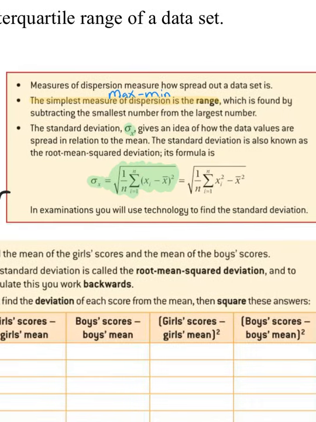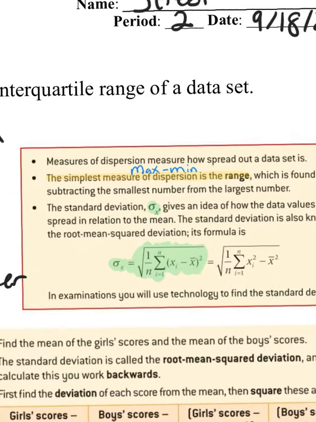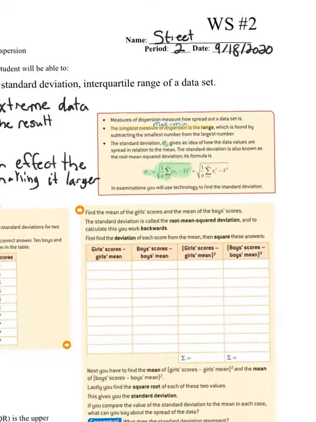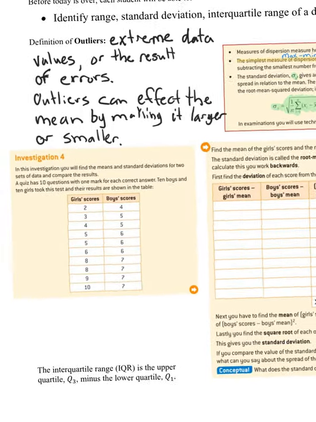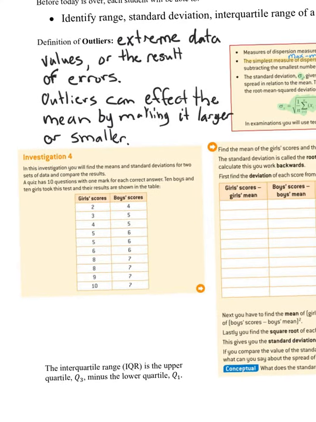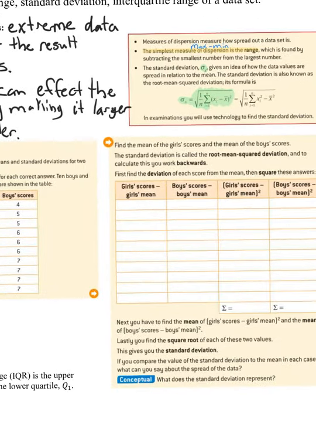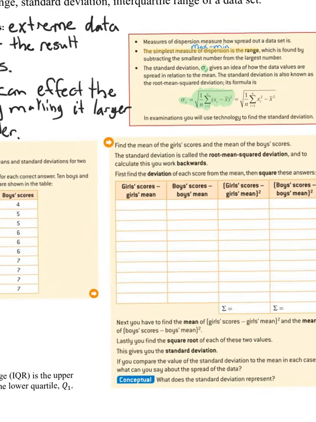So what I want you guys to do, gotta zoom out. I have this investigation here, again, from your textbook. Investigation number 4. It has 10 questions, with 1 mark for each correct answer. So 10 boys and 10 girls took the test. So this is their test results. All right. What we're going to do is find the mean of the girls' scores and the mean of the boys' scores, and then find the standard deviation of those scores.